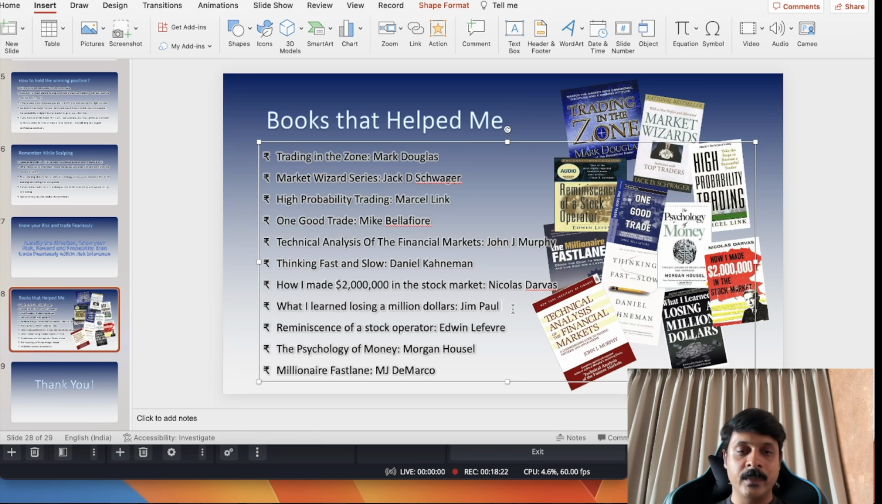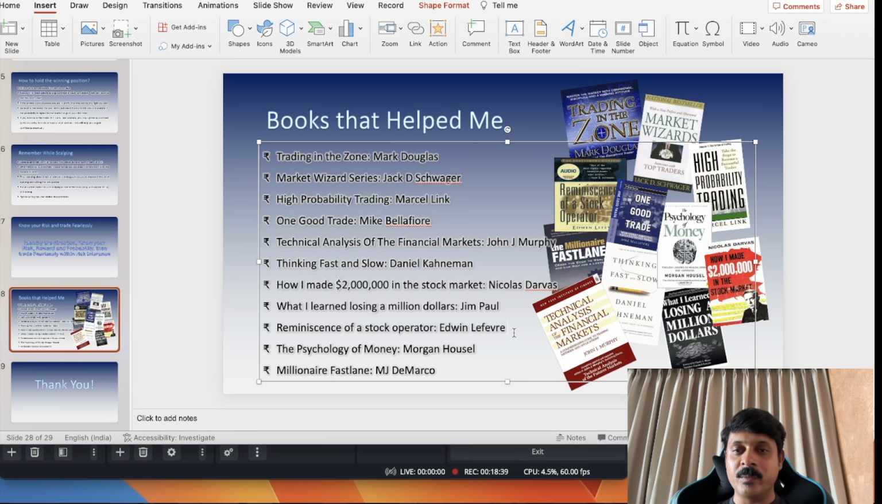And Reminiscences of a Stock Operator by Edwin Lefevre. That is the book about Jesse Livermore. I think recently I also listened to that audiobook 3 times in the last 2-3 months.